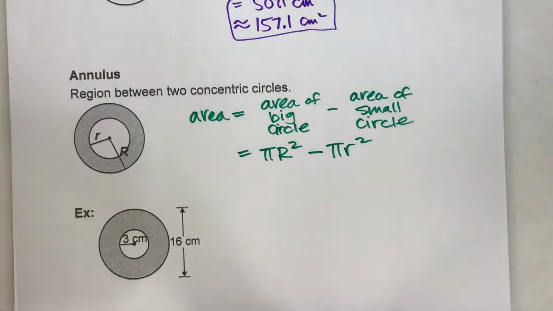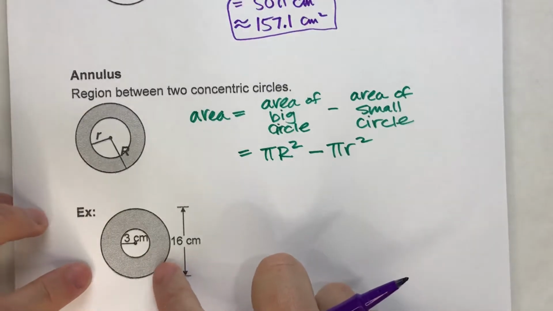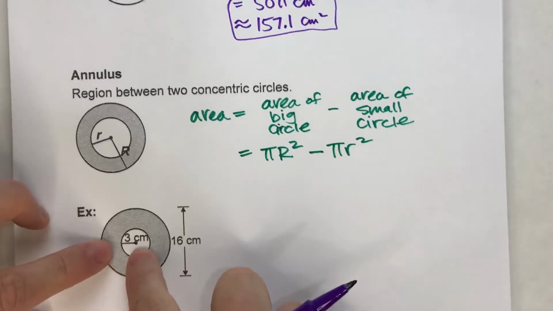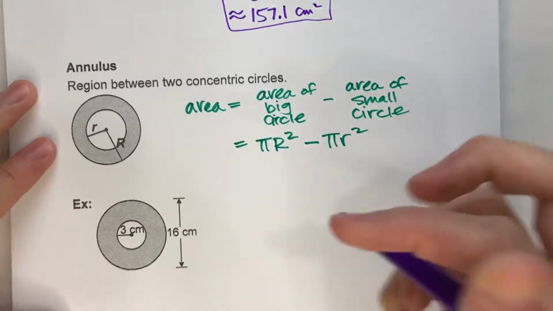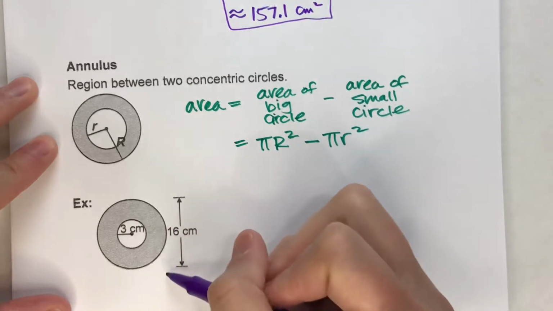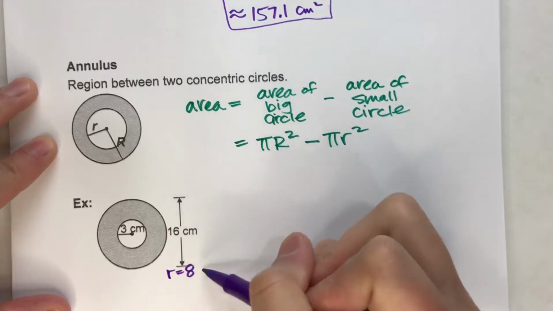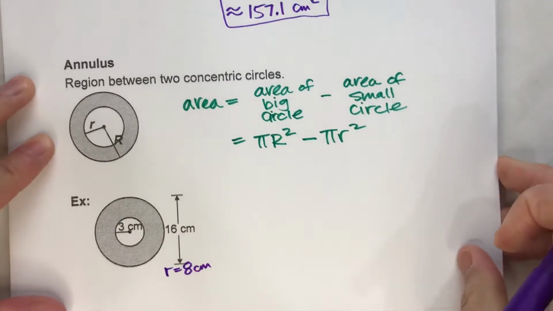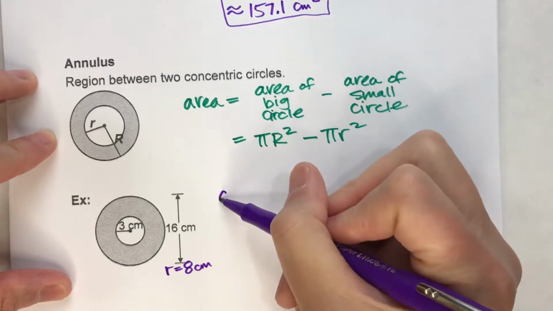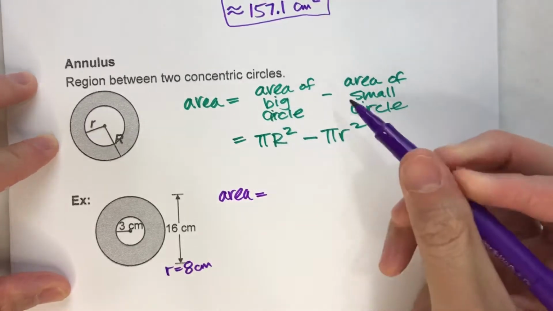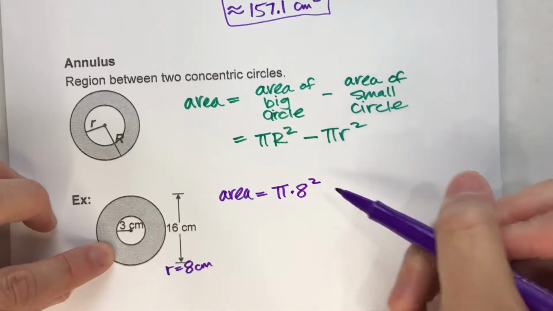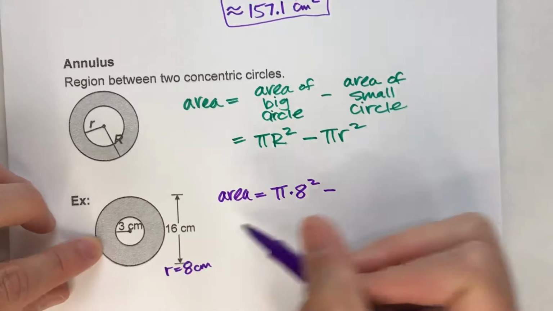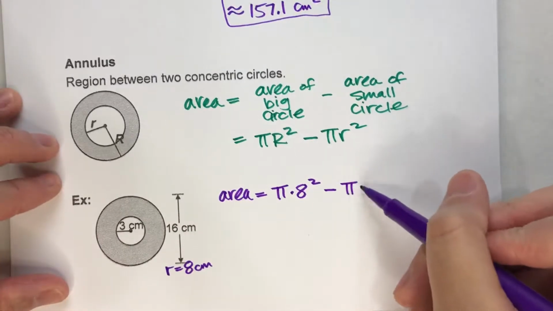We've got an annulus here. Notice the radius of the small circle is 3 centimeters. And it gives you the diameter of the big circle, which is 16, which means the radius of the big circle is 8 centimeters. All right, so let's figure this out. The area of the annulus here is the area of the big circle, pi times 8 squared, minus the area of the small circle, which is pi times 3 squared.